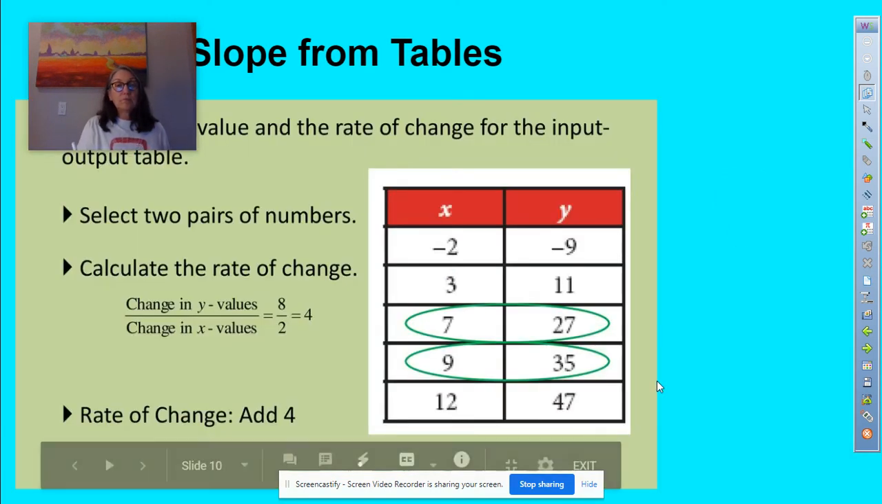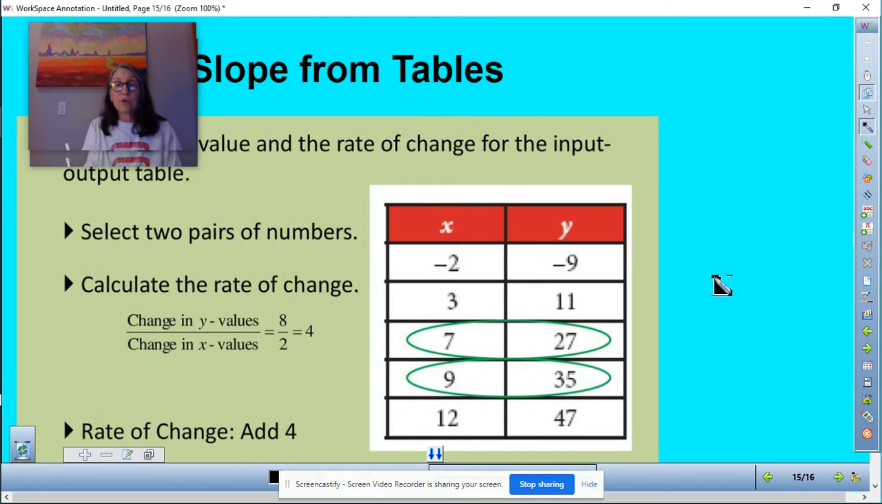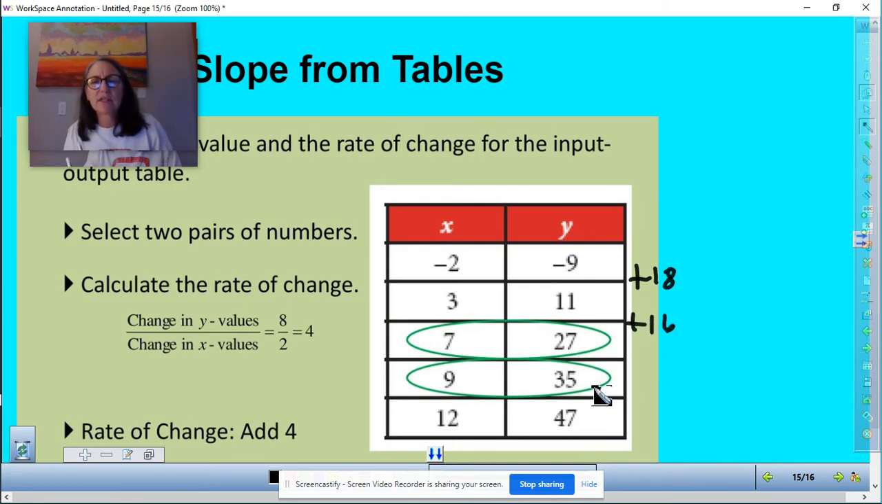However, sometimes when we look at a table, we notice things aren't always right with the world. To go from negative 9 to 11, that's an increase of 18. To go from 11 to 27, that's not 18, that's 16. To go from 27 to 35, that's an increase of... wait, something's wrong here. And these aren't the same.